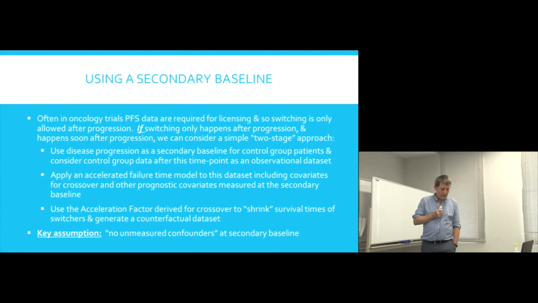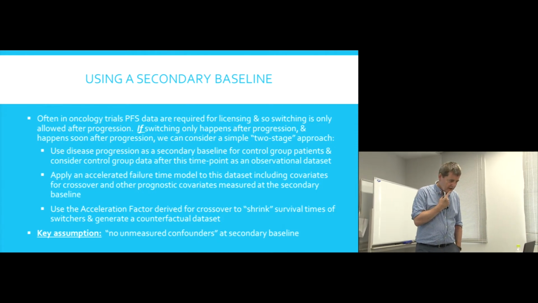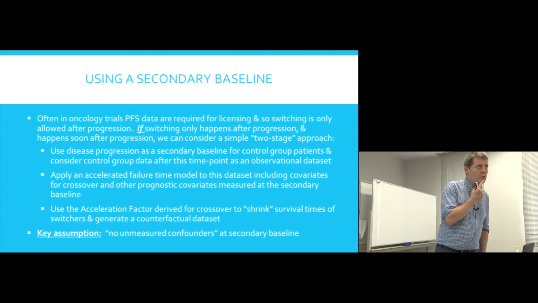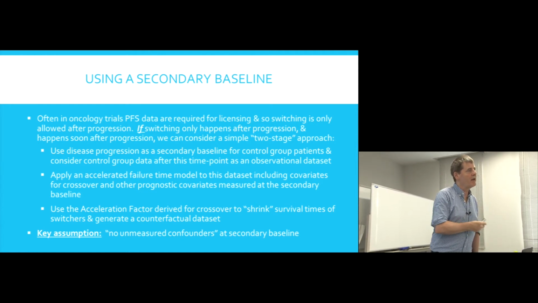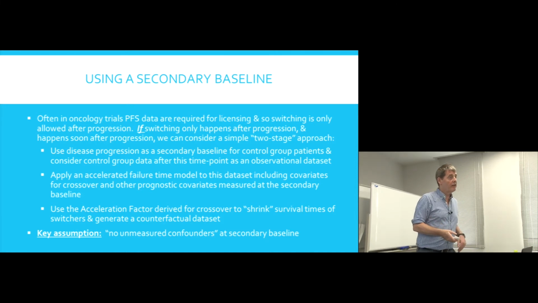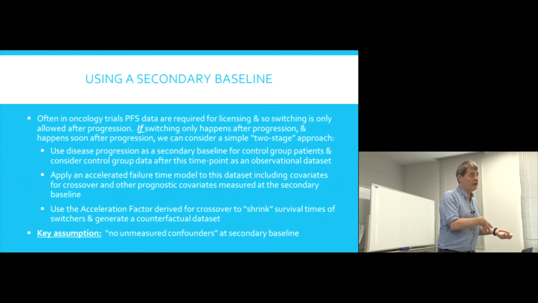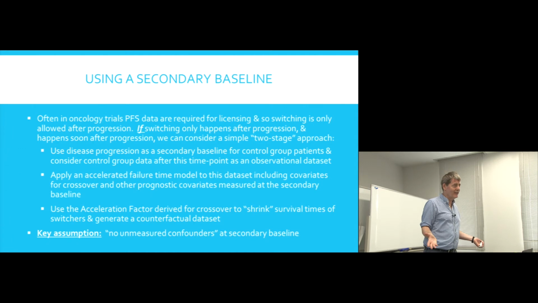As I've alluded or suggested already, it's quite common for switching only to happen after progression. It could happen any time, but it's quite common indeed to design the trial so that you don't allow switching until the patient progresses. Well, that's reasonable enough. If they haven't progressed, you're not really penalising them. But once they've progressed, if you withhold the other treatment, you would appear to be penalising them. And this is definitely the case in oncology.